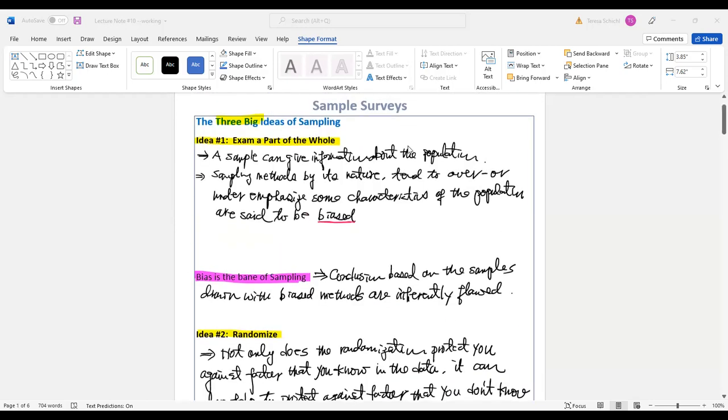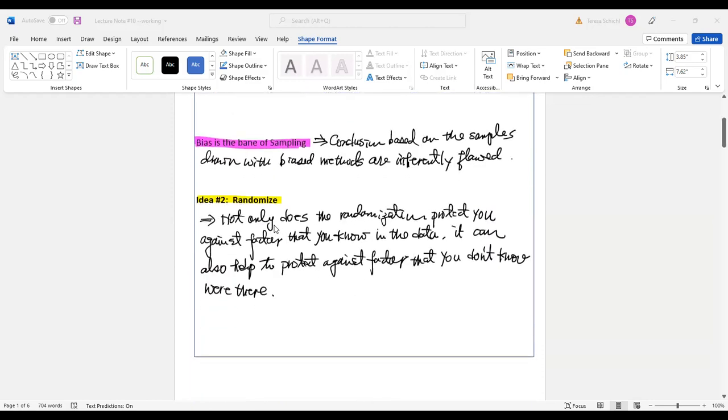We said there were three big ideas about sampling. The first idea is bias. Bias is the number one thing we try to avoid when we take samples. The second one is that when you take a sample, we need to randomize our procedures, because when you randomize your procedure, you can protect yourself against some factors, either ones you can control or ones you cannot control.